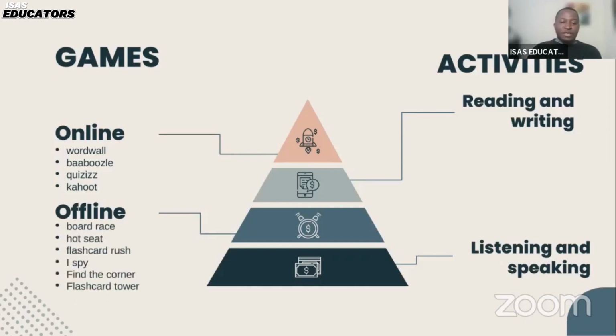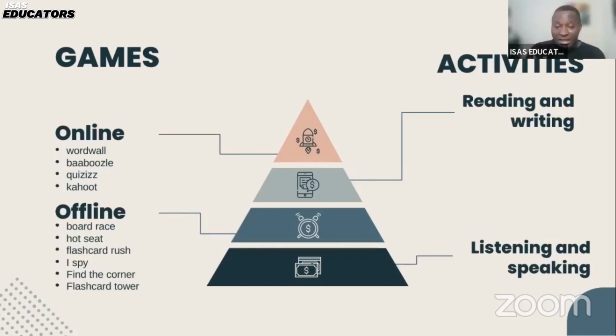Let's look at offline games. We have board race, where you give the students markers or pens, and then maybe you jumble the letters of a word. If it's home, you make it O-M-E-H, and then they run to the board and write fast, and the teacher checks. That is what we call board race. It is used for vocabulary review.